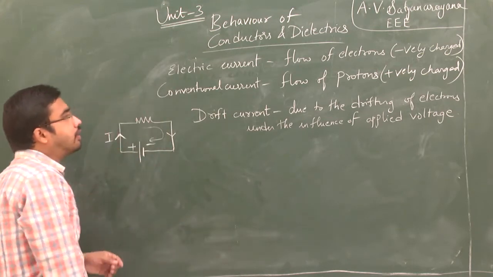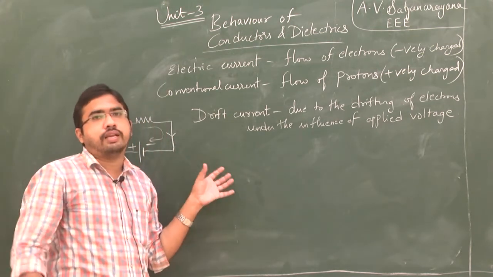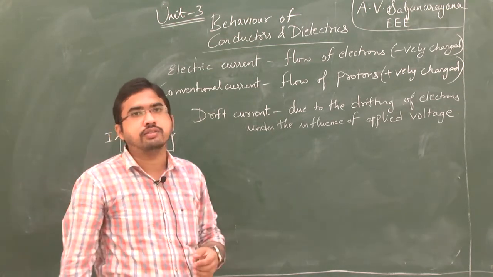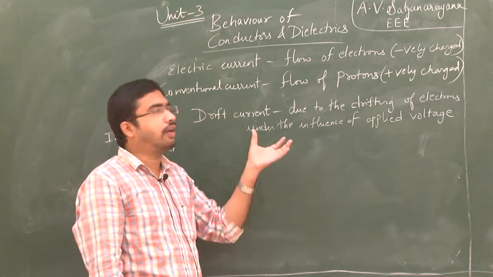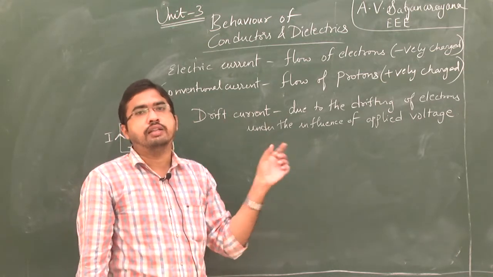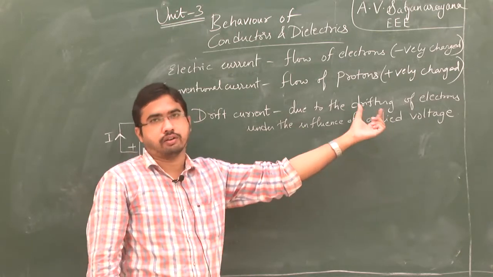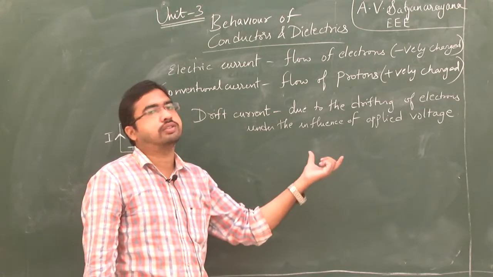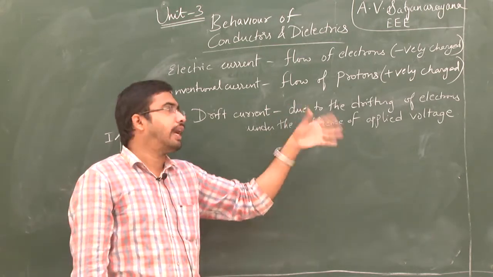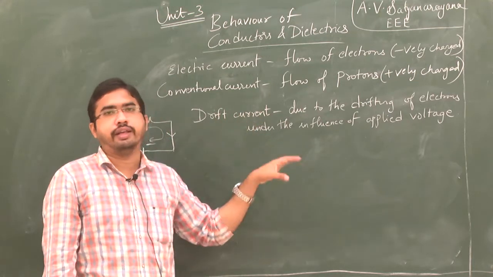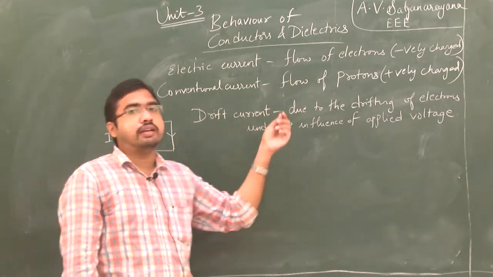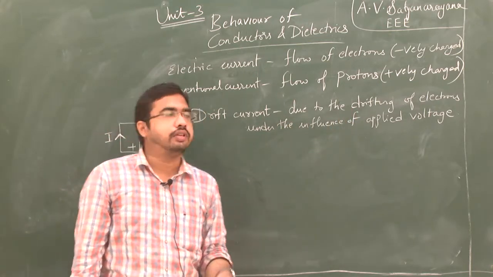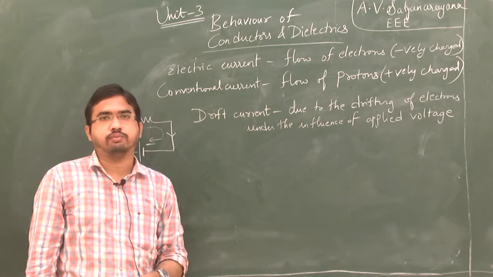applied voltage. Okay, that means if you apply some voltage in a conductor, then the electrons will move in random directions. They will collide with each other and they will also collide with the adjacent atoms. That process is called as drifting of electrons. And after some time, they will travel in a particular direction with constant velocity called as drift velocity. Later we will discuss this drift current. There is one derivation also. So the current that is produced due to the drifting of electrons under the influence of the applied voltage is called as drift current. Okay.